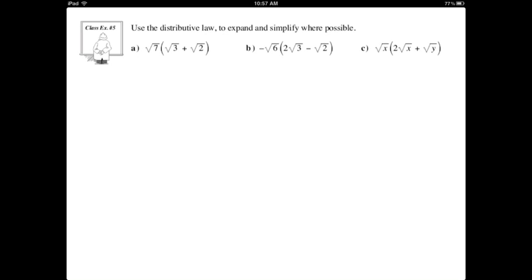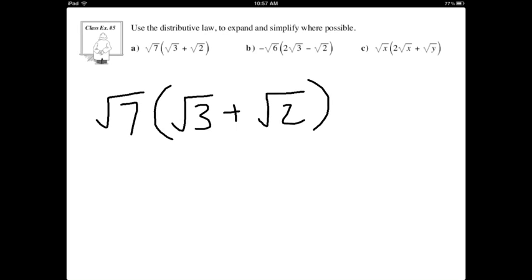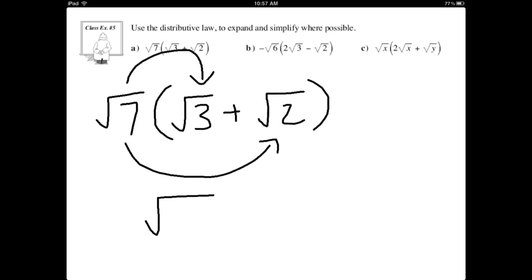In this example, we're going to use the distributive law. With the distributive law, we're going to multiply the root 7 by the root 3 and the root 7 by the root 2. So root 7 times root 3 gives you root 21, and root 7 times root 2 gives you root 14. As always, try to simplify if you can.